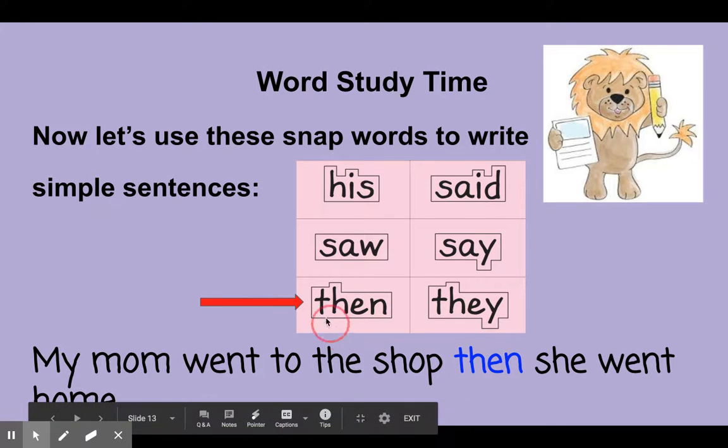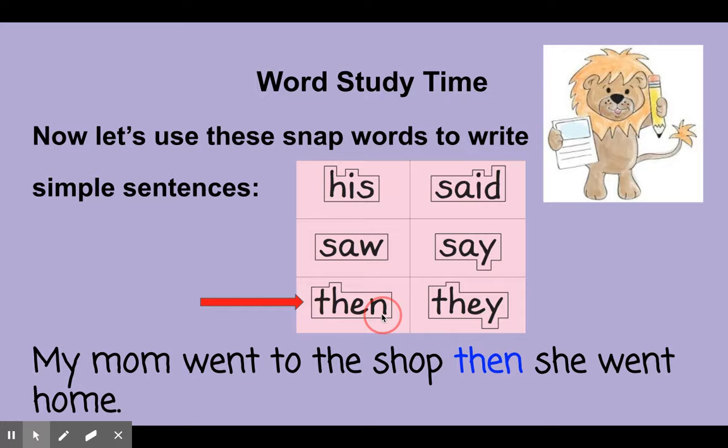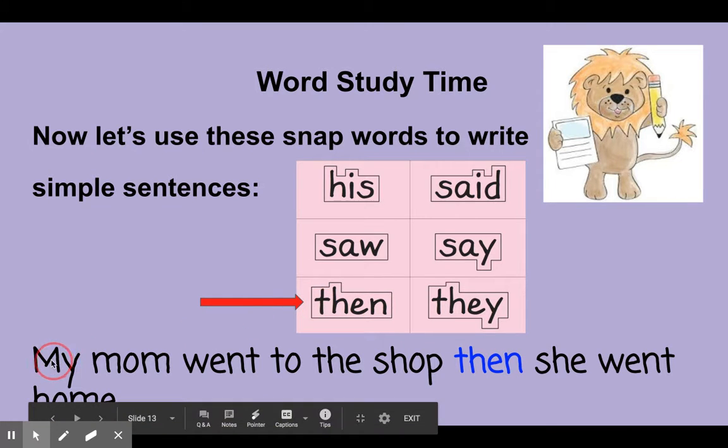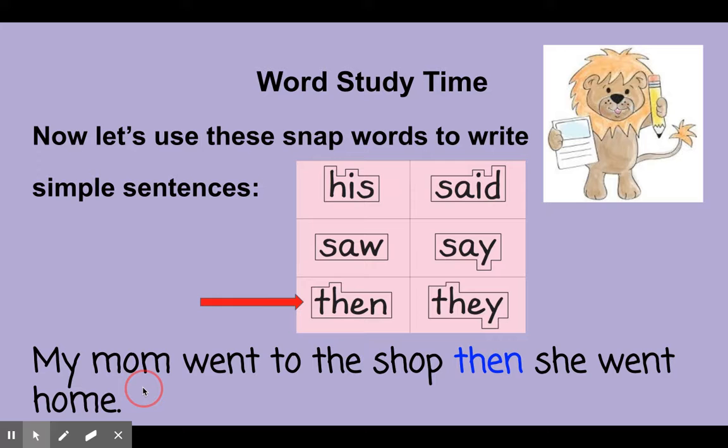Oh, there's another snap word that I used, and after studying it, I decided to write a sentence with the snap word then. Here is my sentence. My mum went to the shop. Then she went home. Oh, wow, that wasn't difficult. It really makes it easy, Rashid. Rashid makes it really easy for us to study a snap word.